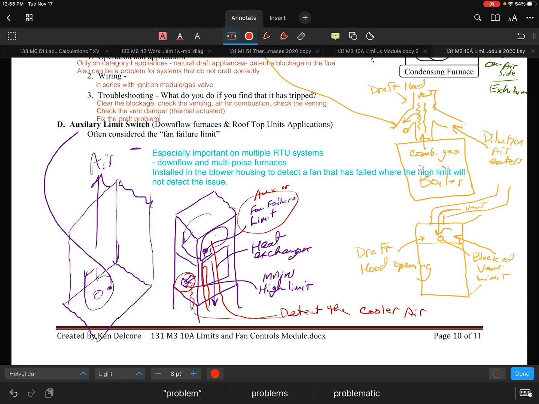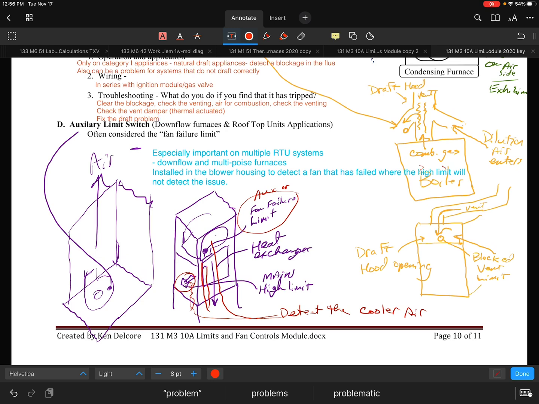The last of the limits that I have on here is called the auxiliary limit switch. It's something you're going to see on multi-positional furnaces, downflow furnaces, and rooftop units. Some manufacturers will identify it as a fan failure limit. I left my note in here that it's especially important on multiple rooftop units. On a downflow, it's installed in the blower housing oftentimes, or very near the blower housing, where the high limit would not detect the issue.